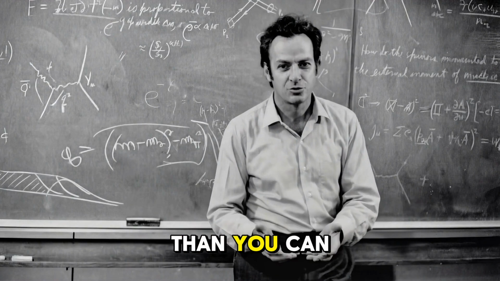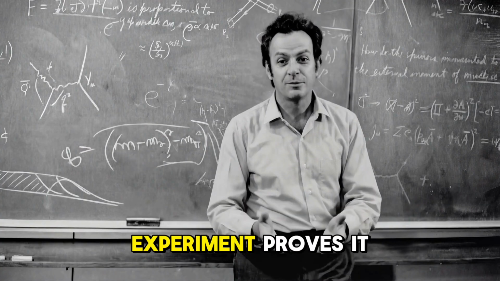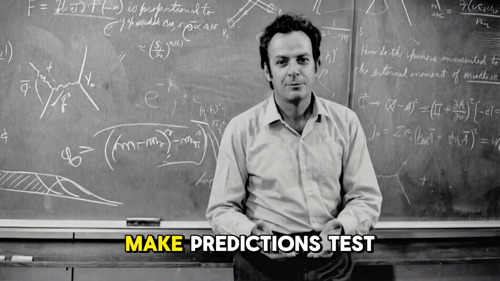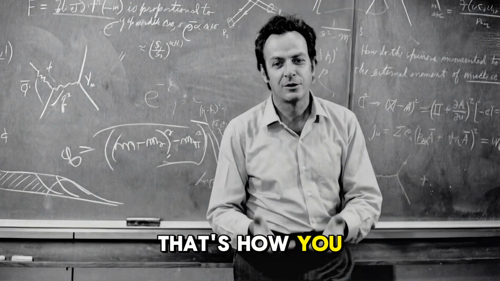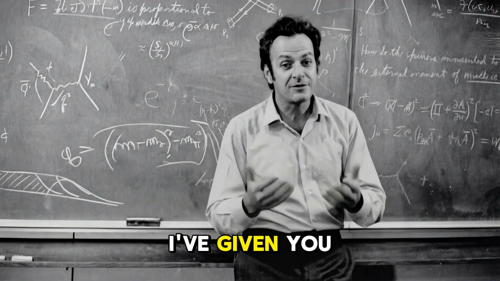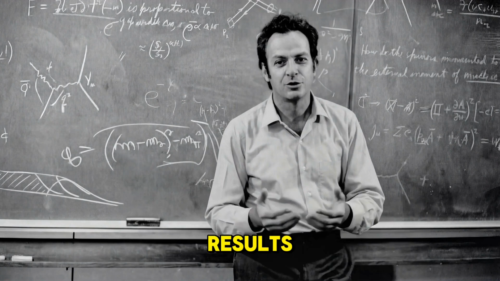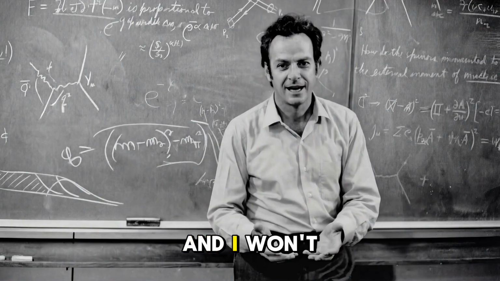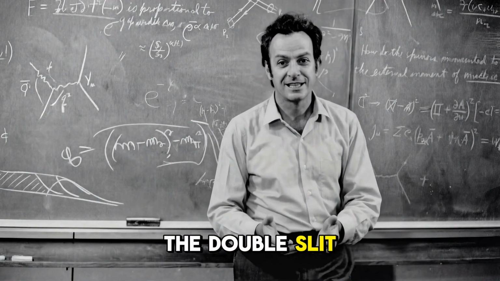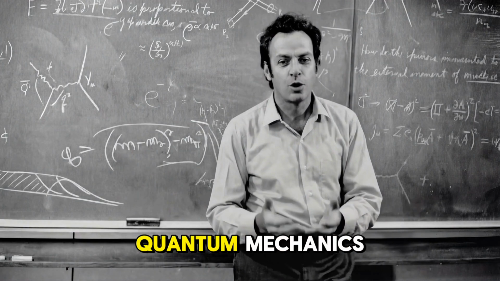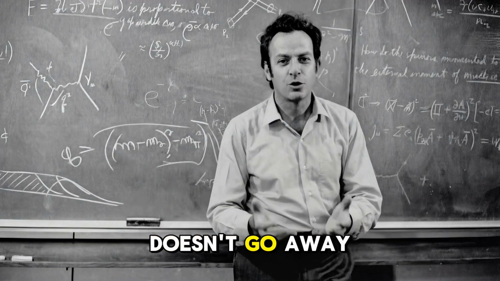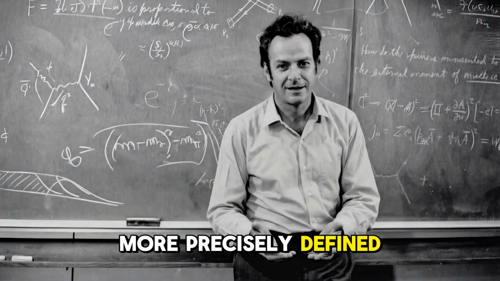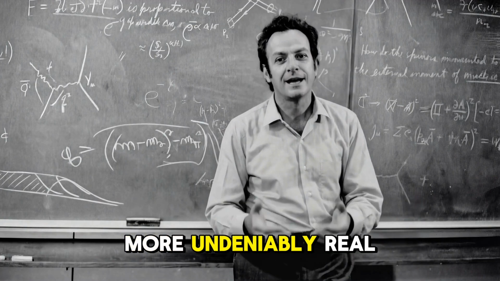Reality is stranger than you can imagine. The double-slit experiment proves it every single time. Accept the weirdness, learn the mathematics, make predictions, test them. That's how you actually understand the quantum world. I've given you the mathematics, the experiments, the results. I've shown you what happens. But I haven't made it comfortable, and I won't pretend to. The double-slit experiment contains the only mystery of quantum mechanics, and that mystery doesn't go away with more explanation. It just becomes more precisely defined, more carefully measured, more undeniably real.